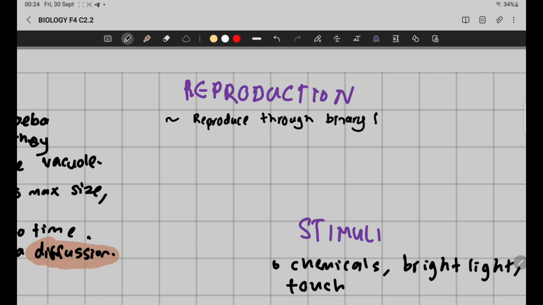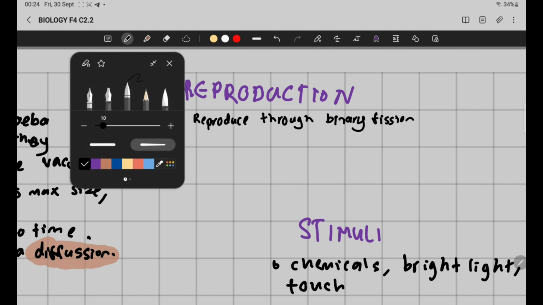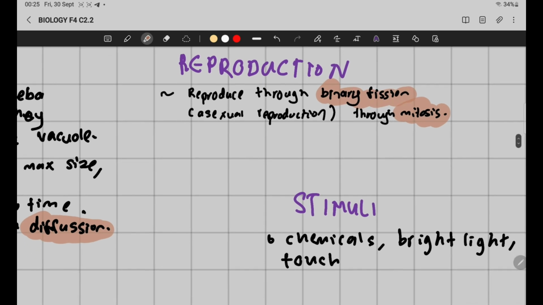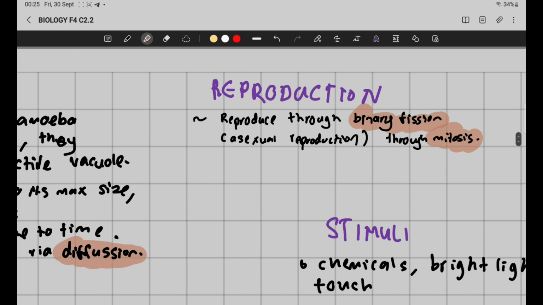When we talk about binary fission, you can imagine one thing splitting into two different things that are similar to each other. So this is asexual reproduction through mitosis. You will learn more about mitosis in chapter 5. And again, you should be alert to these keywords.